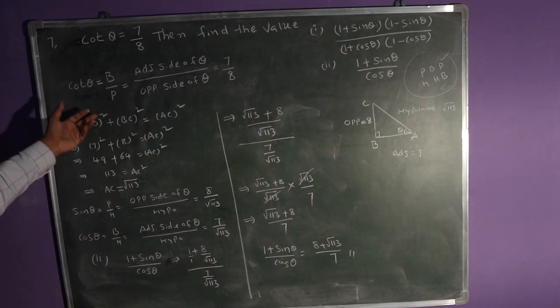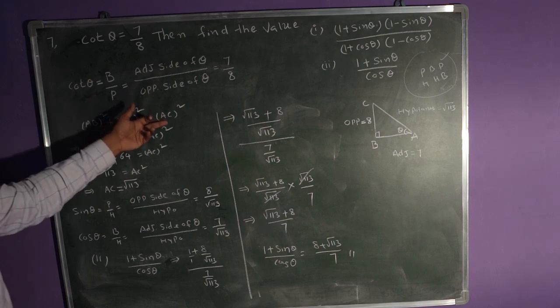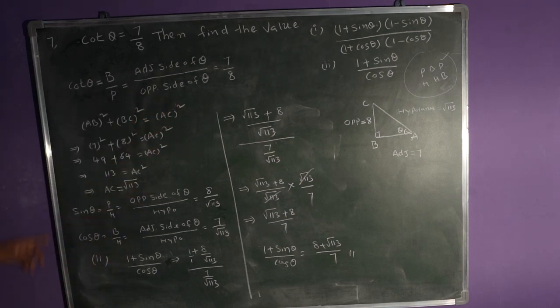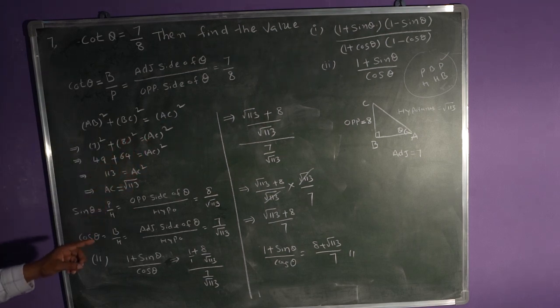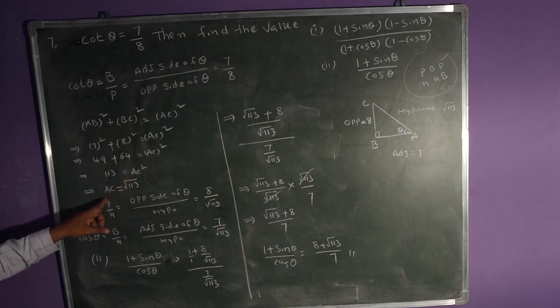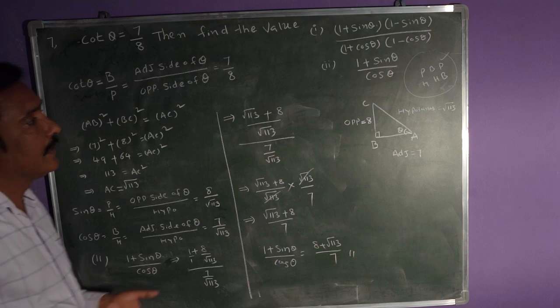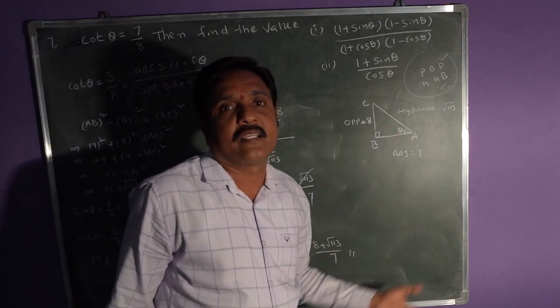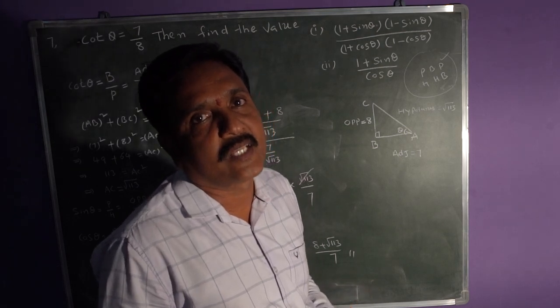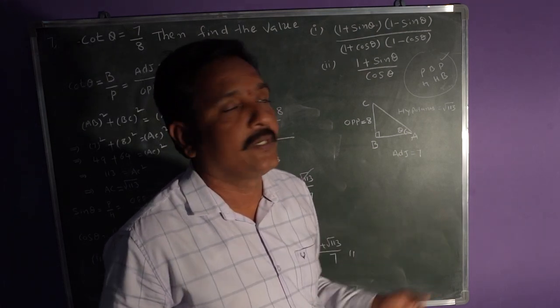One side is AB square and the other side is BC square, equal to the hypotenuse square, meaning AC square. Then AB square is equal to 7 square plus BC square, meaning 8 square, is equal to AC square. 7 square means 49 plus 8 square means 64 is equal to AC square. Then 113 is equal to AC square. AC is equal to root 113. Adjacent is there, opposite is there, hypotenuse is there. All trigonometrical ratios are easy, simply find them.